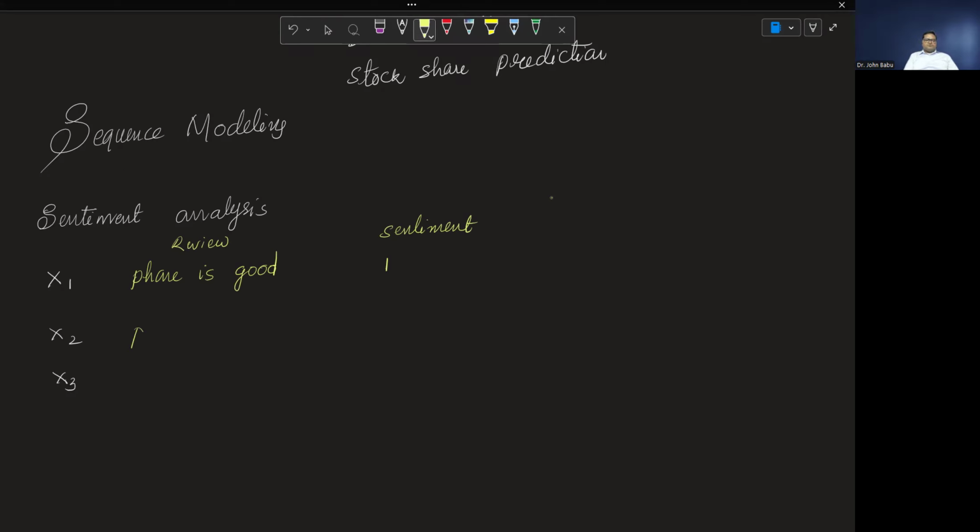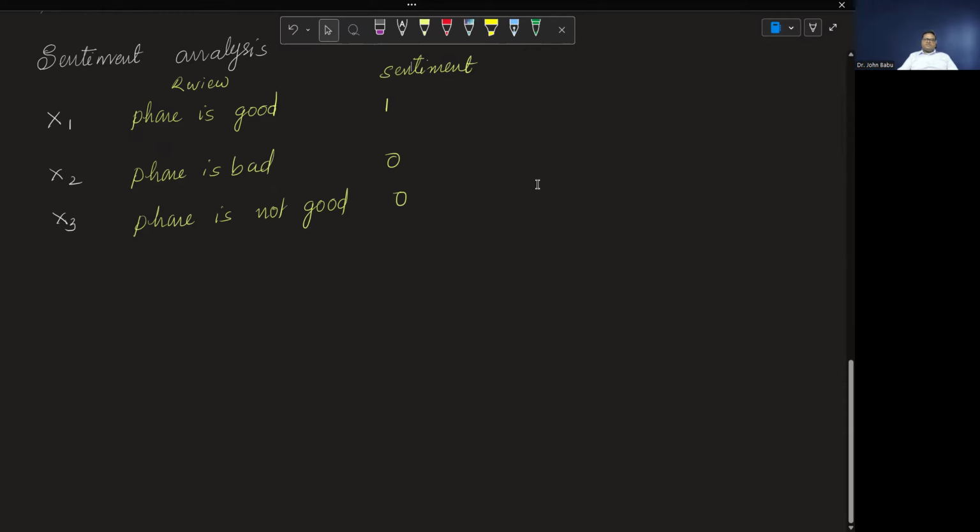Then "phone is bad." So this is a negative review, 0. Then another review, maybe "phone is not good." Obviously, this is also a negative review. So we have 3 reviews and 3 outcomes. Now the question is, how do we send this data into an RNN or a neural network?